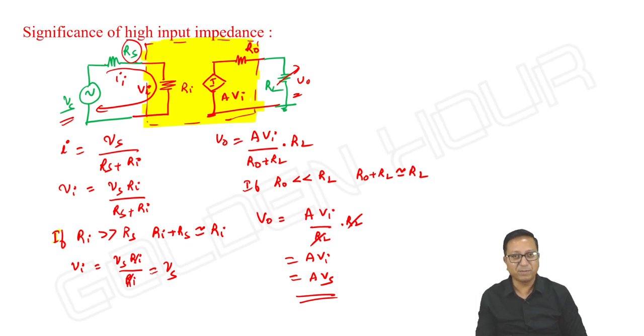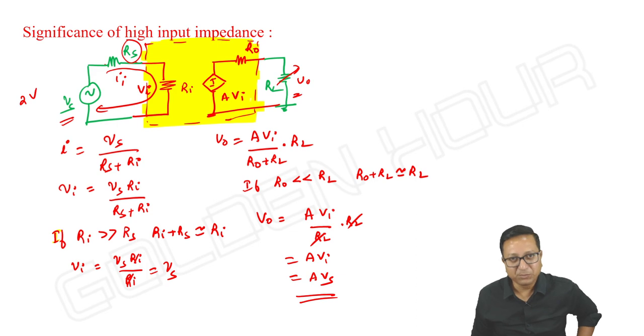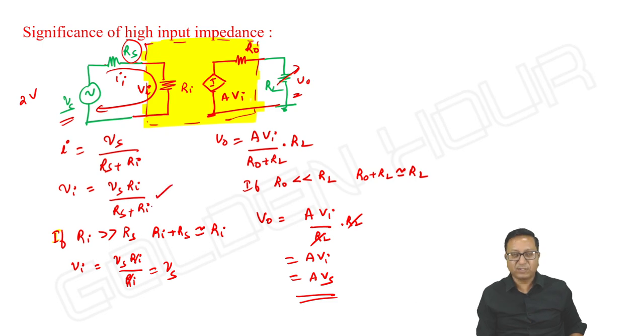Okay, you want to test me, so you may connect a source. Source may be like a 2 volts source, but your internal resistance may be 10 ohms or 50 ohms or 100 ohms or 1K. If source resistance changes according to this equation, Vi keeps on changing. But if I design my amplifier with extremely high value of Ri, I need not worry about the source resistance.